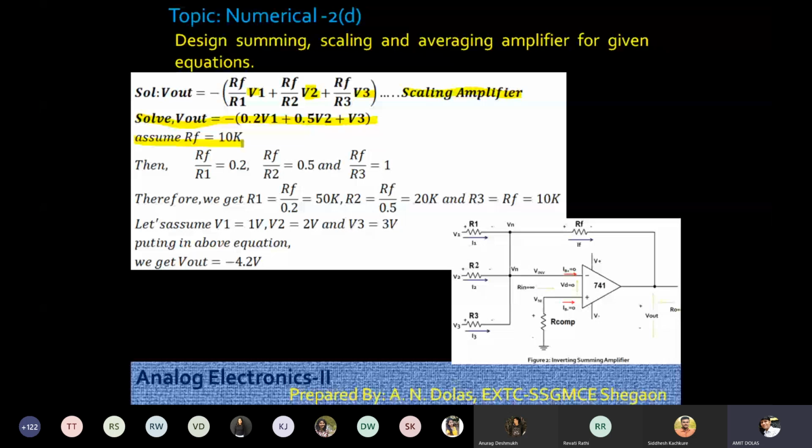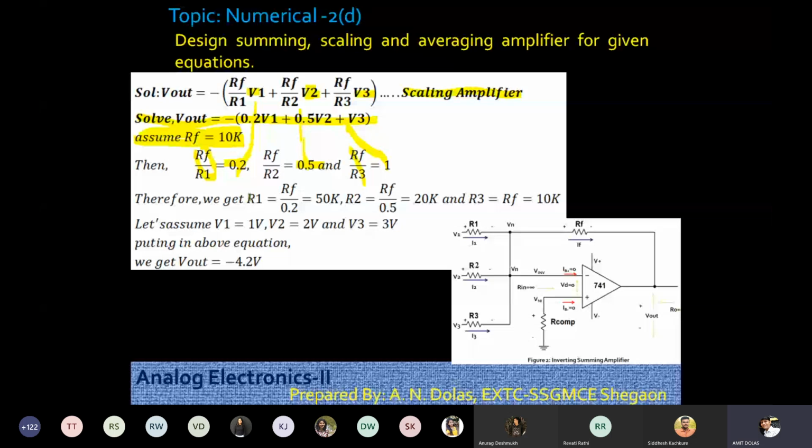So in this, generally assume RF. In the previous one there was no limitation, but here choose RF, not R1, R2, R3. Okay, choose RF. So assume RF is equal to 10K. Therefore, RF by R1, which is the scaling factor here, is 0.2. Putting the value of RF, RF by R2 is the scaling factor 0.5 here, and RF by R3 is scaling factor 1 here.